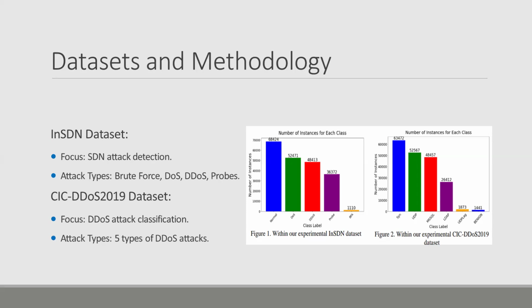In our experiments, we used two datasets, InSDN and CICDDoS 2019. The distribution of instances for each class in our experimental datasets is illustrated in the displayed figure.